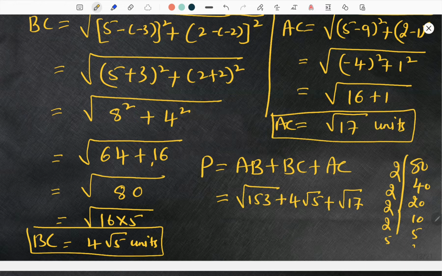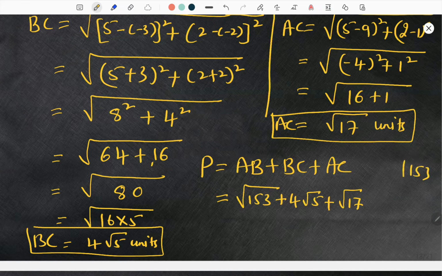So that's it. Can you do something with this under root 17? No, it is a prime number, so you cannot do anything with it. But with 153, can you do something? Yes, definitely you can do something here. I'm rubbing this off as I don't have space. I have already given you the hint. The paper will be unlimited for you.